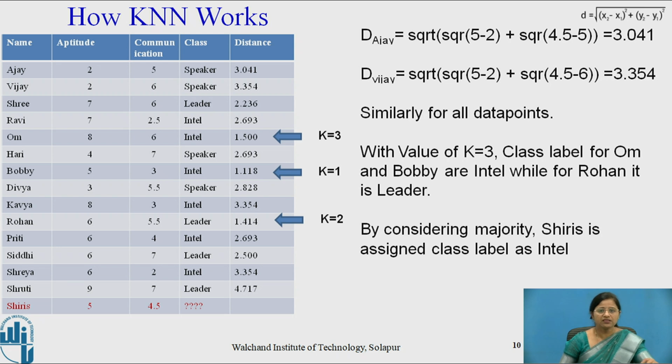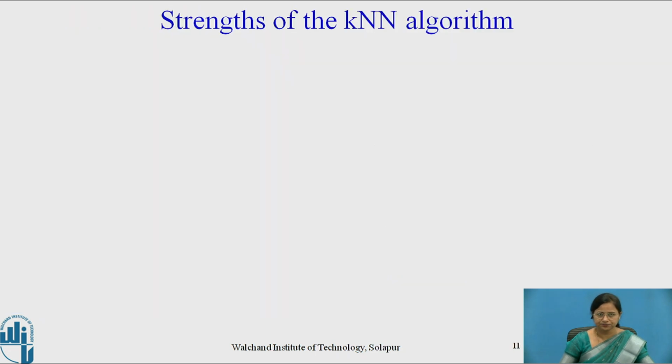So here with k equal to 3, the class labels for Om and Bobby are Intel, while for Rohan it is leader. By considering the majority, Shirish is assigned the class label Intel. So based on the Euclidean distance, we need to calculate the nearest neighbors of the given test data. Here the nearest neighbors are Rohan, Bobby and Om. Based on the majority of their class, the class is predicted as Intel. So Shirish will be assigned to the class Intel.